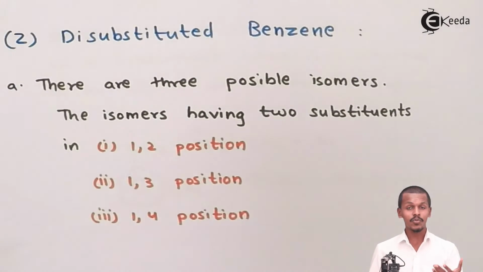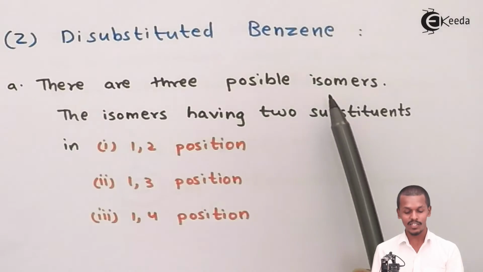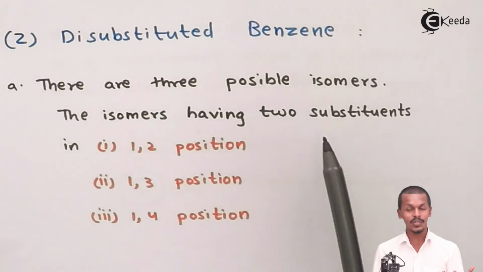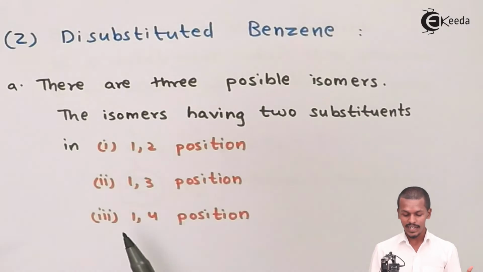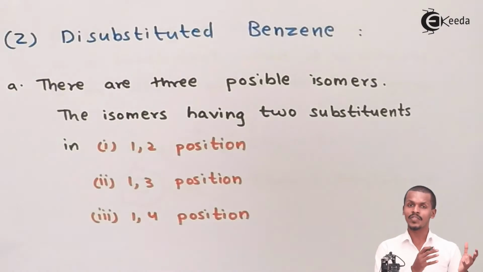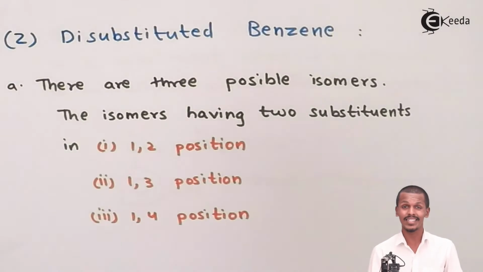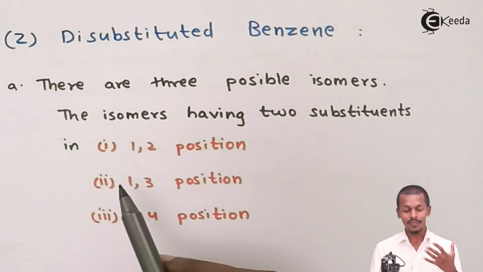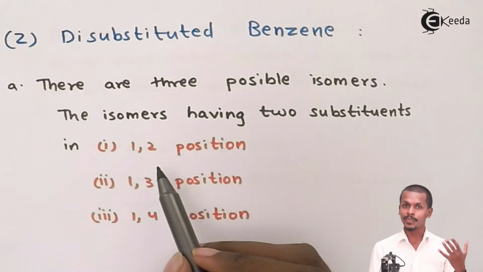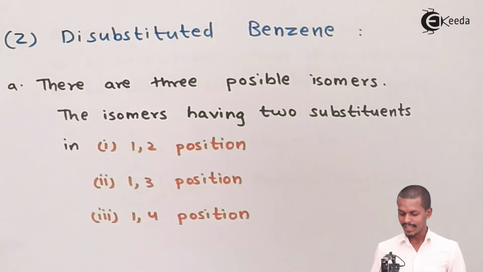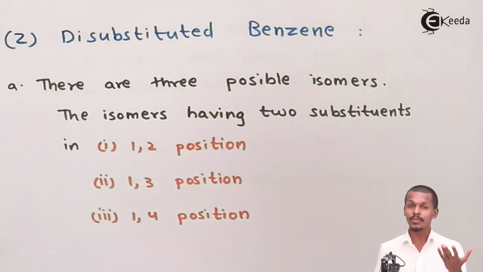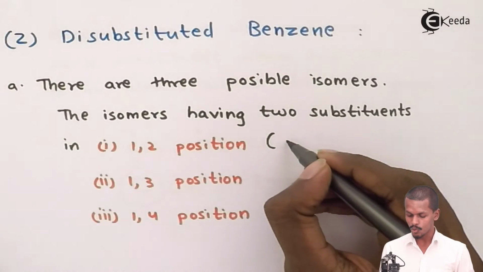When it comes to a disubstituted benzene, there are basically three possible isomers: the isomers having the two substituents at carbon number 1 and carbon number 2 positions, carbon number 1 and carbon number 3 positions, and carbon number 1 and carbon number 4 positions. Suppose a benzene has two groups attached to it, a disubstituted benzene. If both substituents are attached at carbon number 1 and carbon number 2, then in terms of the common name that is called ortho.